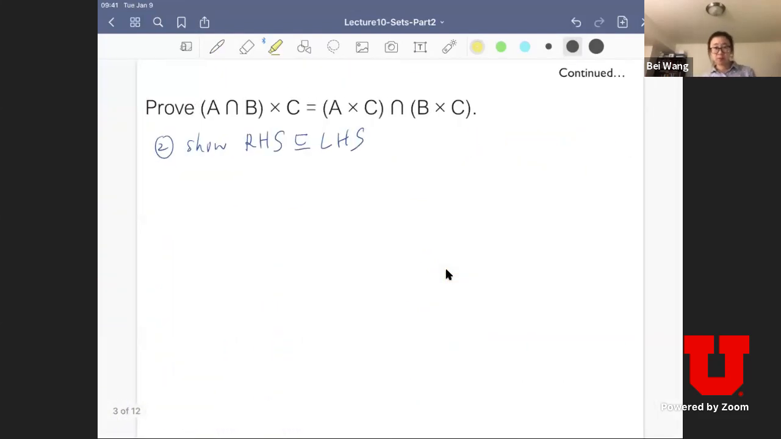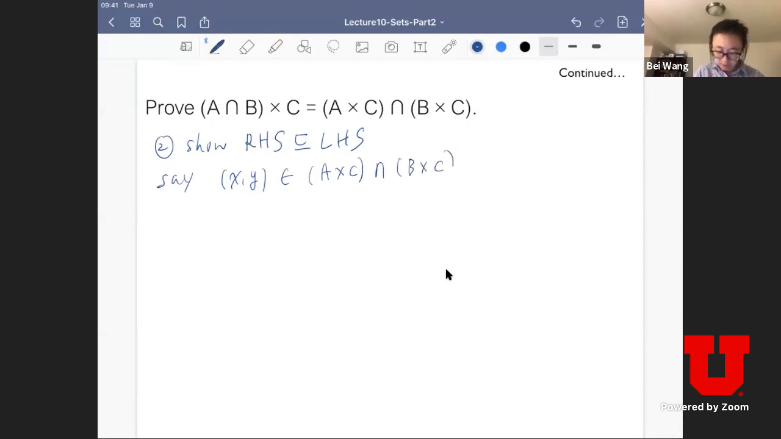Now let's look at the second part. We want to show right-hand side is a subset of left-hand side. And again, I can start with an element from right-hand side, okay? So say we have x, y belongs to the right-hand side. So that is the intersection of two sets. So again, the first thing you're going to use is the definition of intersection. By definition of intersection, because the pair xy belongs to two sets' intersection, then it belongs to each individual set. That means the pair xy belongs to A cross C, and it's an element in B cross C. All right.